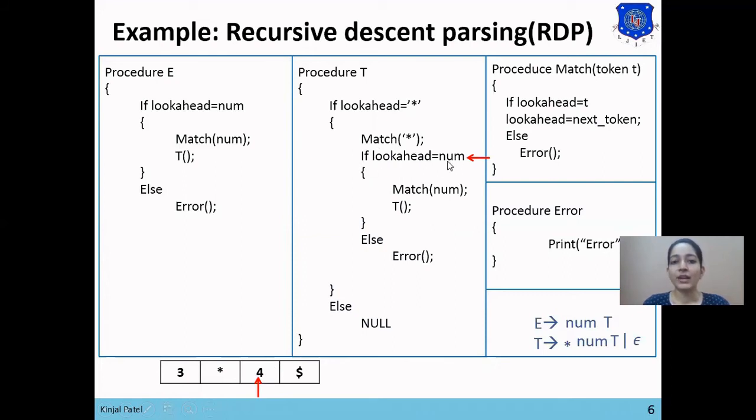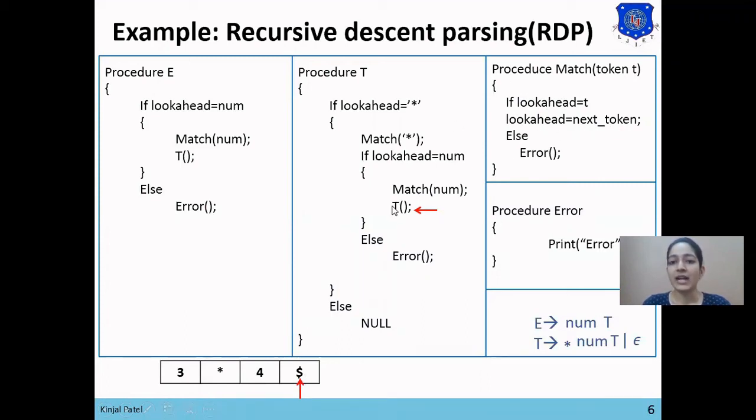So now if lookahead equals number, yes, lookahead equals 4, which is a number. The condition is true, then match that number, that is match 4. So now procedure match will be called with token 4 and the condition will be checked that if lookahead equals 4, then our lookahead will get incremented by 1 and it will point to the next token in the input string. So the next token is dollar. So lookahead is pointing to the dollar.